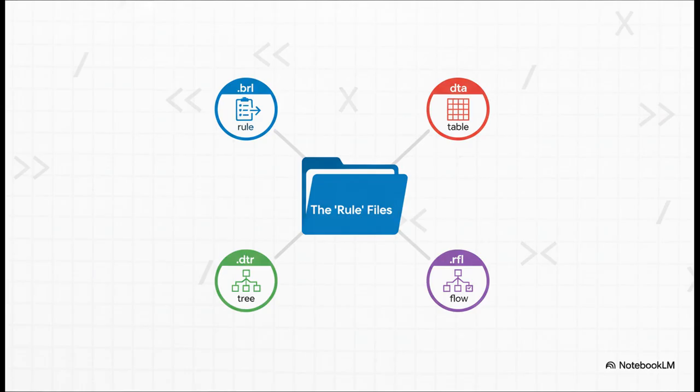And finally, we get to the actual rules. These all live in a bunch of different XML-based files. You've got .brl for your standard business rules, .dta for decision tables, .rfl for rule flows that manage the execution order, and a few others. And while they all have different extensions for different jobs, they all share that same underlying XML structure.